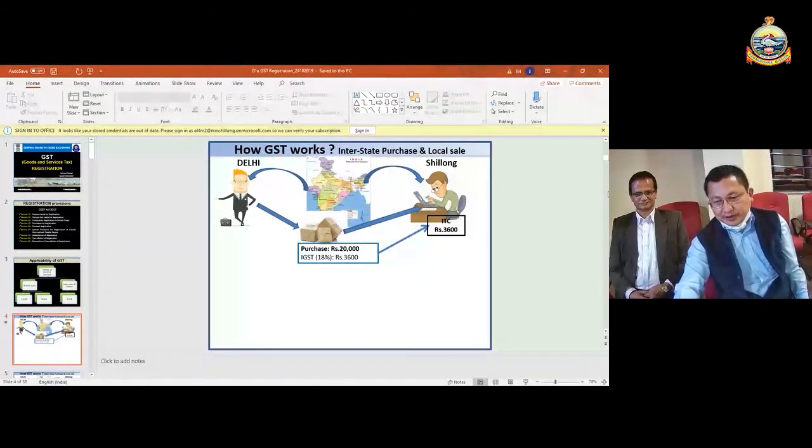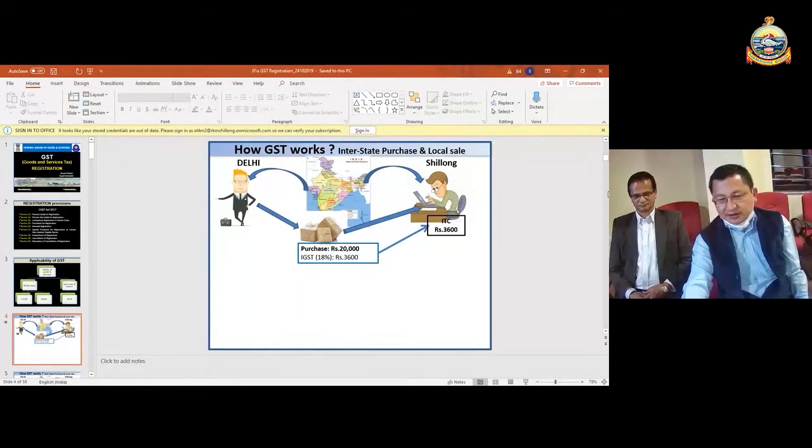So here we have the concept of GSTR 3B and GSTR 1. The supplier in Delhi will be filing GSTR 1 and also GSTR 3B. When the supplier in Delhi files his GSTR 1, that GSTR 1 will get auto-populated to his purchaser in Shillong in GSTR 2A. And when he files his GSTR 3B, the GST amount which he will pay to the government will be 3,600.